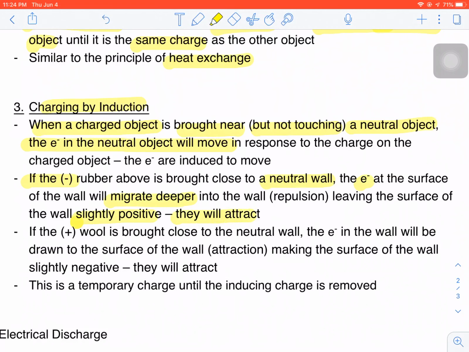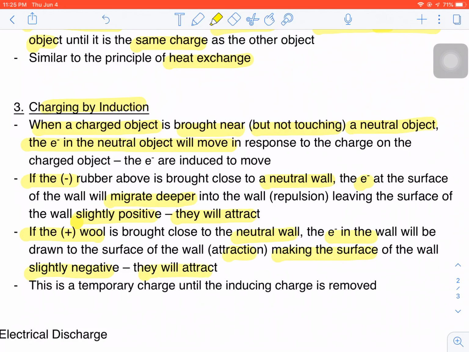And now my positive wall is attracted to the negative balloon. That's why neutral objects are attracted to charged objects. What about the opposite situation? If I bring that positive wool close to that same neutral wall, the electrons that are in the wall at the surface of the wall are going to be attracted to that positive charge on the wool. They're going to migrate to the surface, and that will make the surface of the wall negative. Now that positive wool will attract the negative wall.